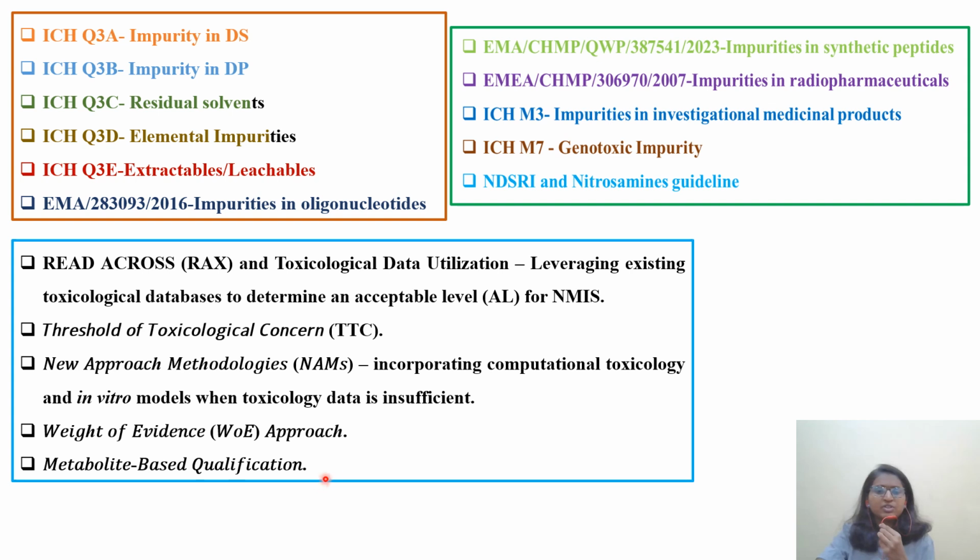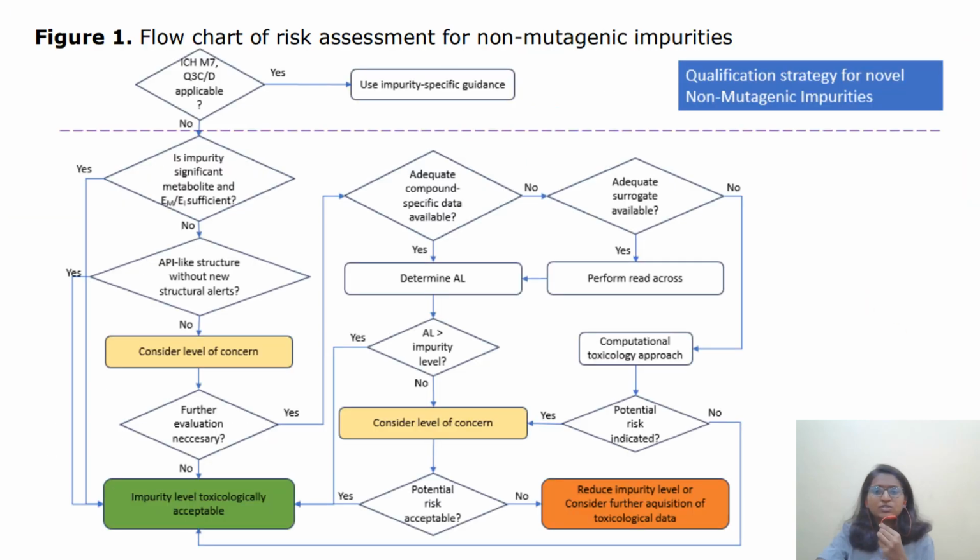If that particular impurity is a significant metabolite in animals and or humans, then we can qualify that particular non-mutagenic impurity. So this is the decision tree which is proposed in this draft guideline: the flowchart of risk assessment for non-mutagenic impurities.